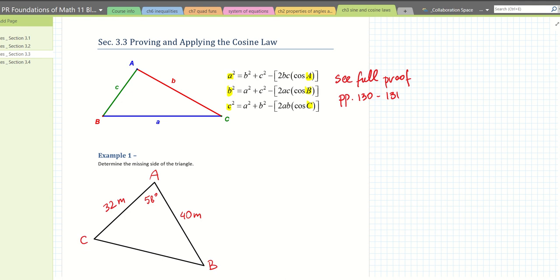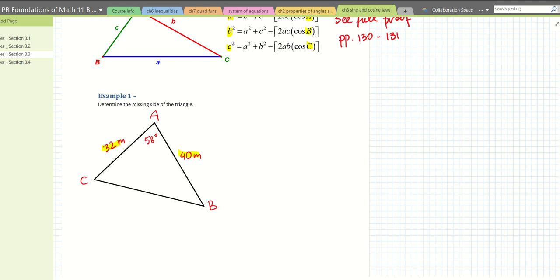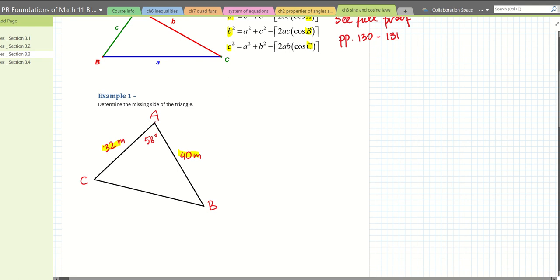So let's see how we can use this and why we actually bother using the cosine law. Let's say we have this example 1. The question says determine the missing side of the triangle. If you look here, we're given two sides, this side here and that side there, and we have to find the missing side. Let's take a couple moments here and actually finish labeling it. If this is angle A, right opposite to it is going to be the side a. If this is angle C, this is going to be our lowercase c. If this is angle B, this is going to be our lowercase b. So now we have all the sides labeled, and we're missing this side a.